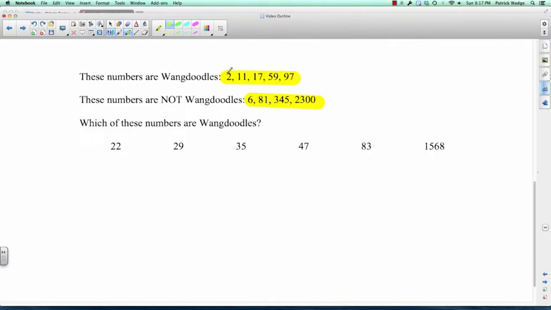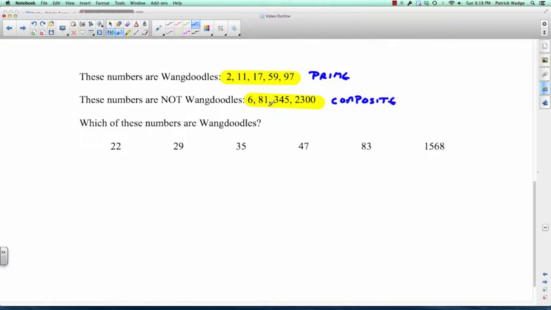I'll give you a hint. 2 is the only even Wang doodle. Every other even number is not a Wang doodle. You know why? Because these numbers, these Wang doodles, they're all prime. Now, again, this is inductive reasoning. Maybe that's not the reason. Maybe whoever made up Wang doodles, because it's just a made-up thing, maybe it's actually his favorite numbers. Or maybe it's his marks in the first 5 math quizzes he ever wrote in his life, right? Who knows? But I think it's safe to assume, it's a good educated guess, that these are all prime and these ones are not prime, or composite.